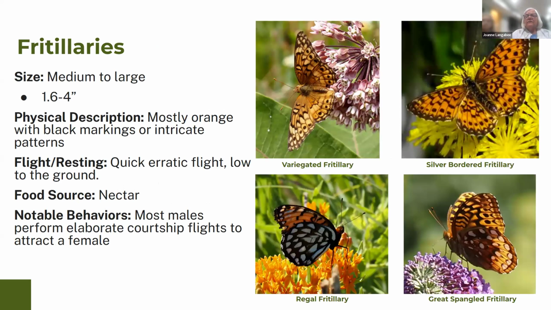Fritillaries is the first group that we'll look at, and they can be kind of medium to large. They all have this brownish color with black markings. They're actually quite gorgeous butterflies. They have quick, erratic flights. Some of them are close to the ground. The variegated is closer to the ground than, say, the great spangled. They love nectar. You're going to find them on plants most of the time. And most males perform elaborate courtship flights to attract the females.